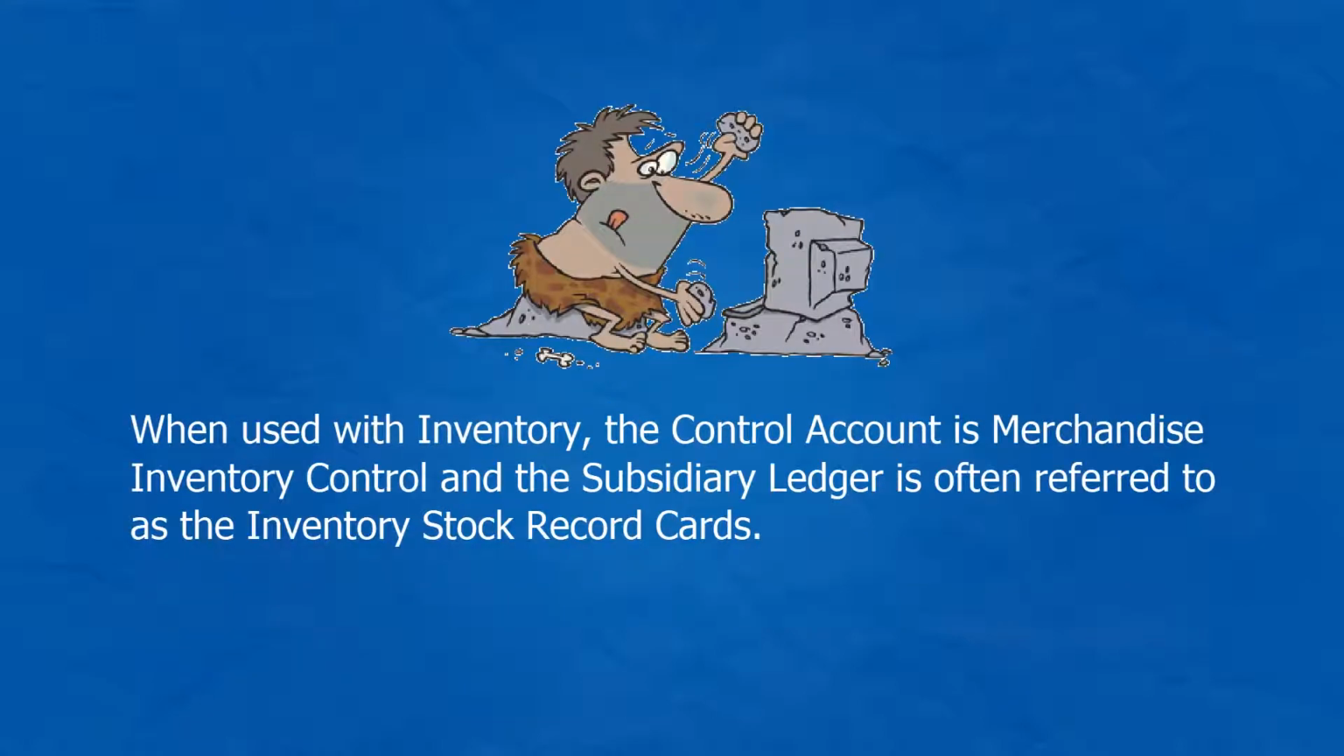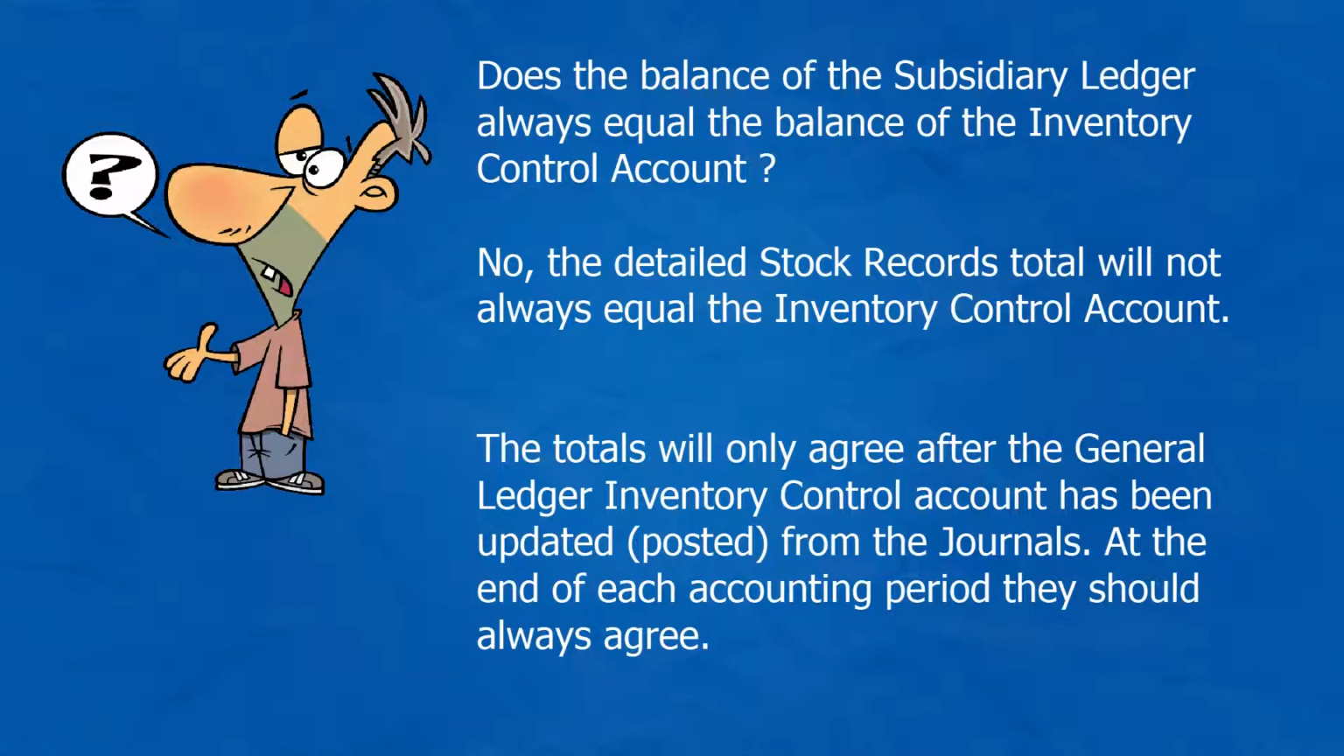When used with inventory, the control account is merchandise inventory control and the subsidiary ledger is often referred to as the inventory stock record cards. Does the balance of the subsidiary ledger always equal the balance of the inventory control account? No, the detailed stock records total will not always equal the inventory control account.